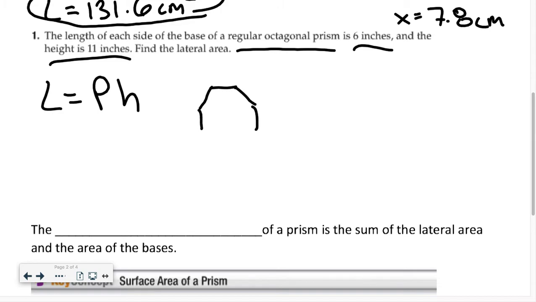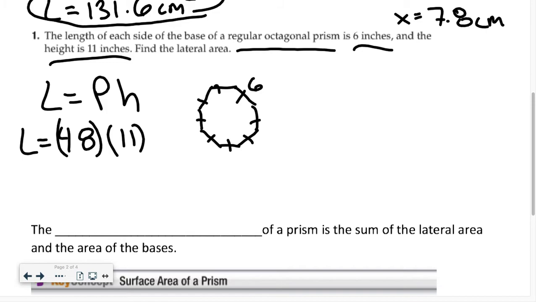So the base would be a octagon, 8-sided. It's regular, so each side is the same. So 8 sides, all of length 6 inches would be 8 times 6. The perimeter of the base would be 48 inches. The height, we're told, is 11. So the lateral area would be 528 inches squared.